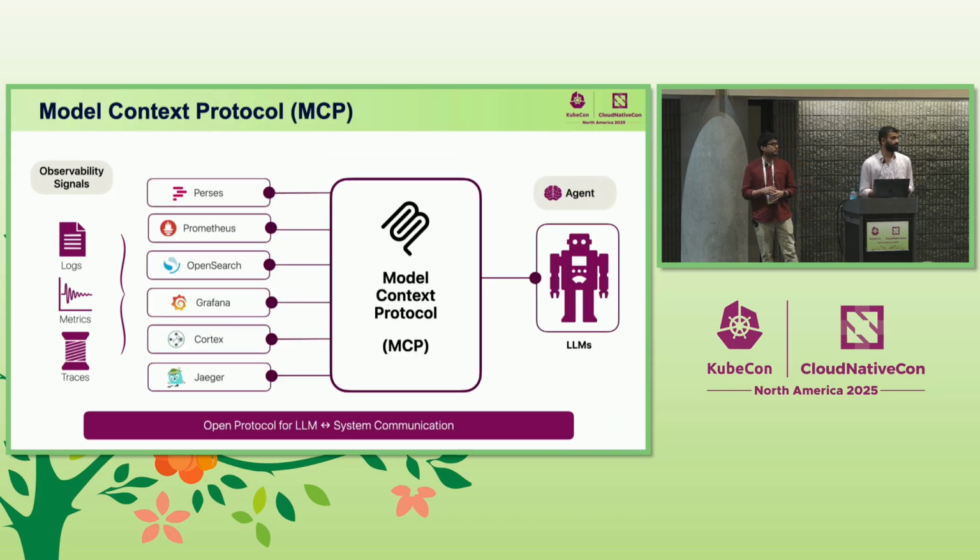And enter MCP, or Model Context Protocol, which is an open standard that defines how LLMs and agents interact with external systems. So instead of writing custom adapters for every API, we connect once through a common protocol. Think of it as the observability equivalent of USB. Plug in any MCP-compatible tool, and your AI agent just knows how to talk to it. It replaces API sprawl with a single shared language.